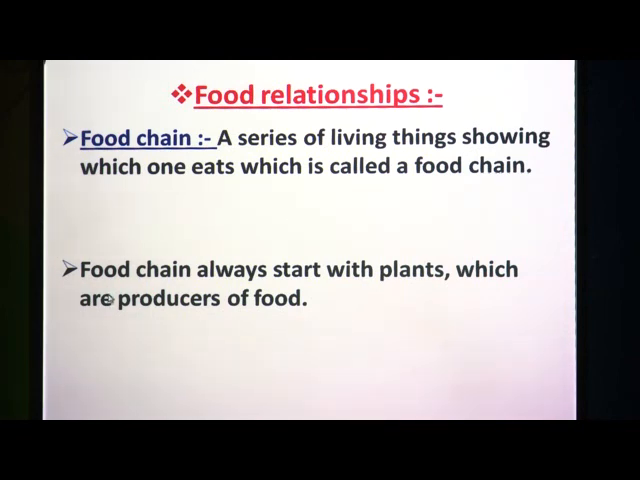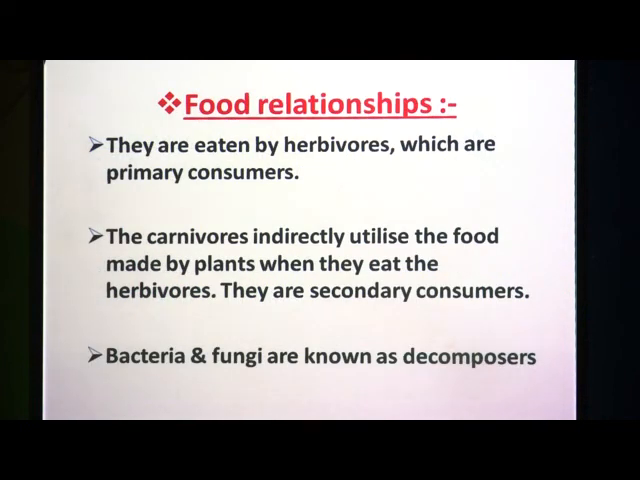And always remember that a food chain always starts with the plants. Why? Because plants are the most important source of food, and all the animals directly or indirectly depend on plants for their food. So a food chain always starts with plants, which are producers of food. Plants are called producers of food.